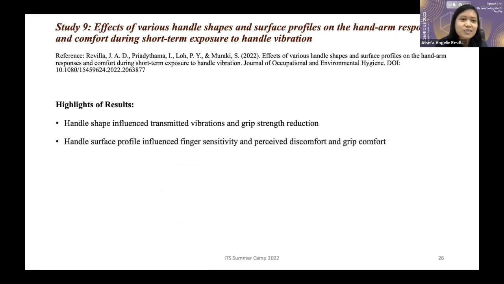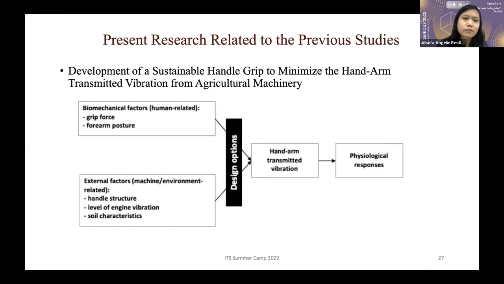Okay, here are the results. Just to summarize, handle shape influenced transmitted vibrations and grip strength reduction, while the surface profile influenced finger sensitivity and perceived discomfort and grip comfort. Now, the main limitation of the four studies, 6 to 9, is that they were all done in a laboratory setup. And so, our present research will now focus on developing a sustainable handle grip, which can minimize the hand-arm transmitted vibration from agriculture machinery in actual farming operation.